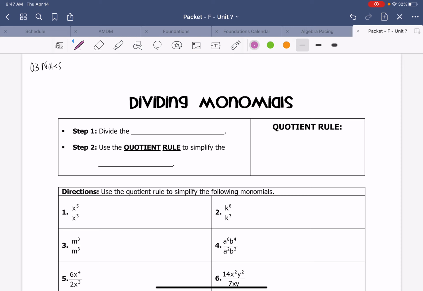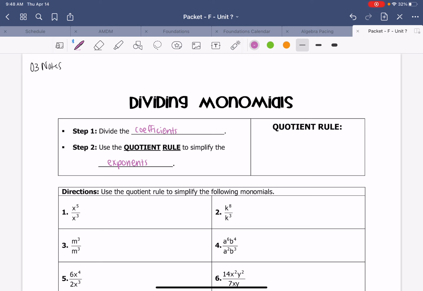Hello everyone. We're going to talk about dividing monomials today. So basically, what happens to exponents when I divide? Opposite of multiplying things together, instead of multiplying the coefficients, we're going to divide the coefficients, and we're going to use the quotient rule to simplify the exponents. So divide the coefficients, use the quotient rule to simplify the exponent.